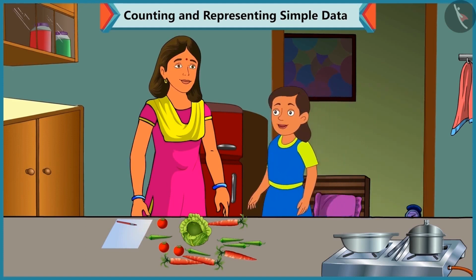Mummy, what are you doing? Bubbly, I'm checking which vegetables are left and how many are left. Mummy, I will also help you. Okay, Bubbly, come on. First of all, we group the vegetables and then we count them and then we write their numbers. Okay, Mummy.